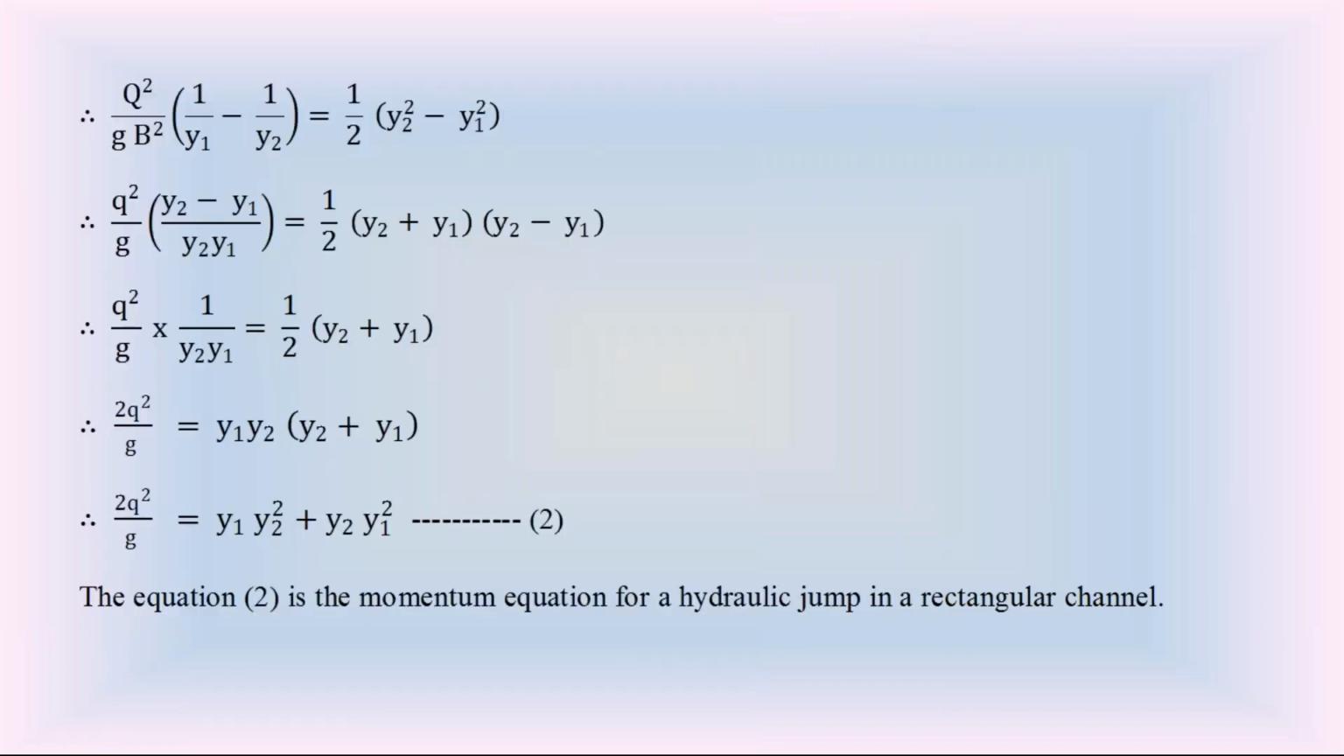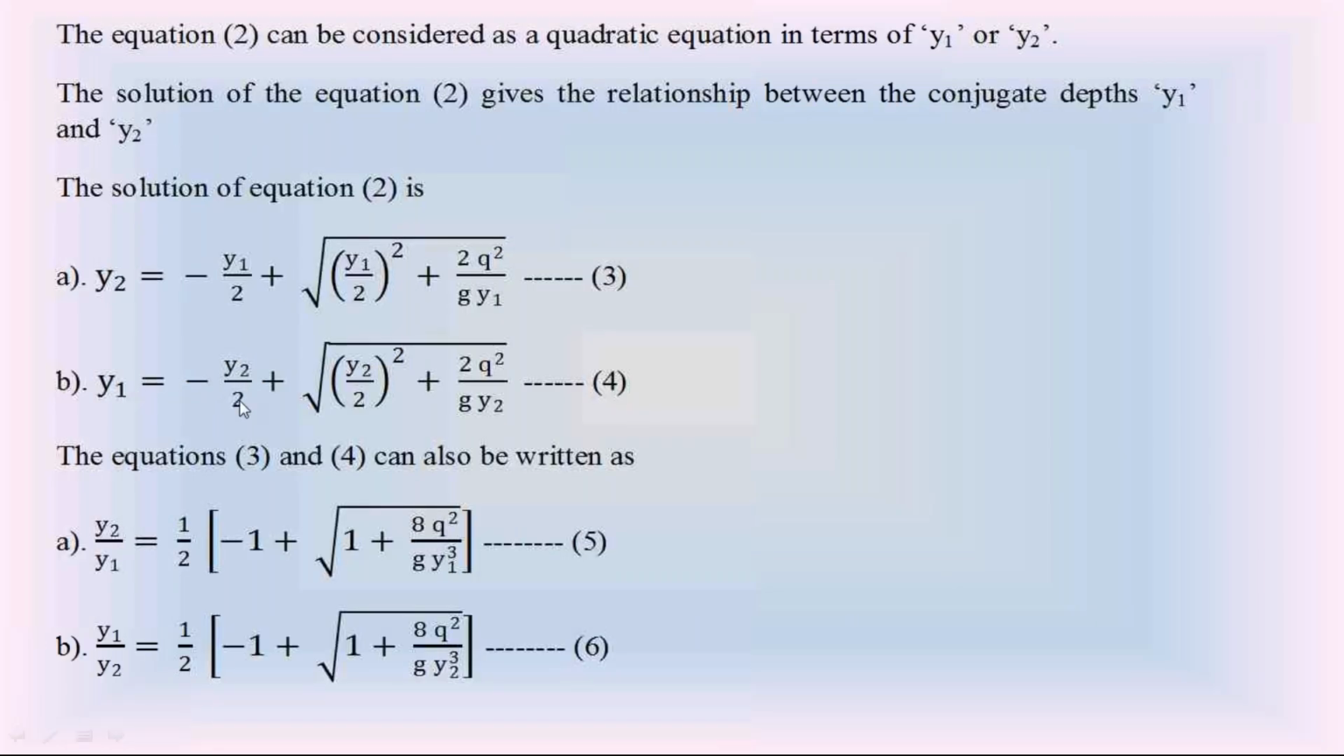In the rectangular open channel, from Newton's second law, we got this equation 2 as the momentum equation for hydraulic jump in a rectangular channel. This equation 2 is a quadratic equation in the depth y1 and also in the depth y2. If I consider the quadratic equation 2 in terms of depth y1, the solution for depth y1 is equation 4: y1 is equal to minus y2 by 2 plus root of y2 by 2 whole square plus 2q square by z y2. By knowing this depth y2, I can calculate the depth y1 from equation 4.